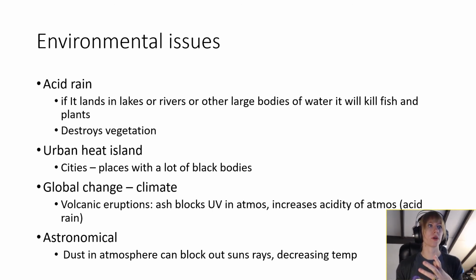So we have this urban heat island, which are cities. Cities are places that are filled with a lot of black bodies, and black bodies are something that absorbs all forms and types of wavelengths, such as streets, sidewalks, buildings, stuff like that. So we make these little urban heat islands. Cities absorb and produce a lot of heat. That's why they're so hot in the summer.